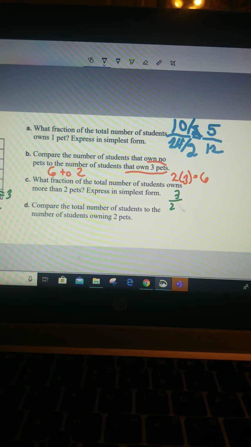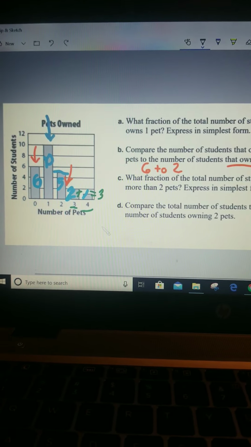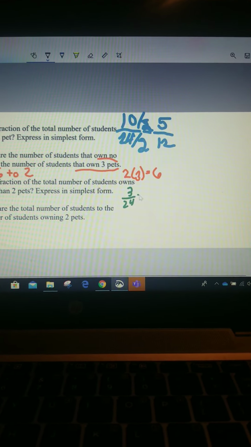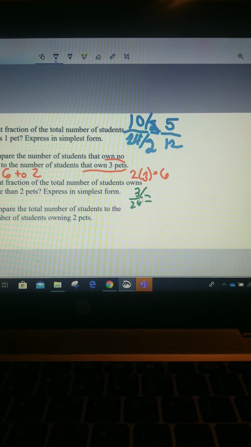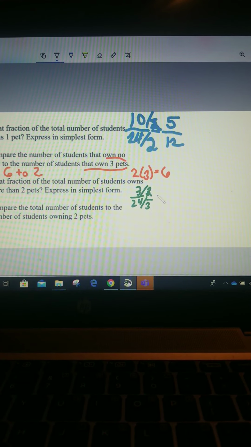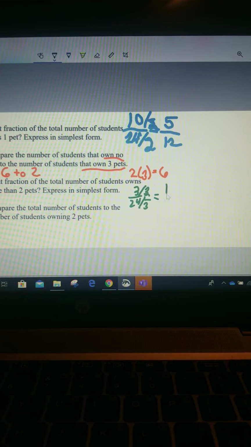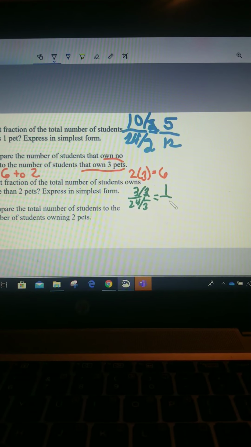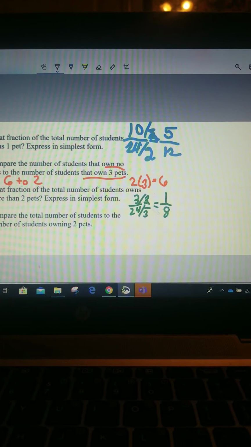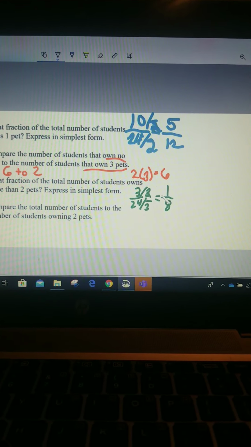Because remember, in order to get that 24, we took all 5 of these bars and added them together. 3 and 24 are both multiples of 3, so all I need to do is divide both of those by 3. 3 divided by 3 is 1, and 24 divided by 3 is 8. So 1/8 of the students own more than 2 pets.